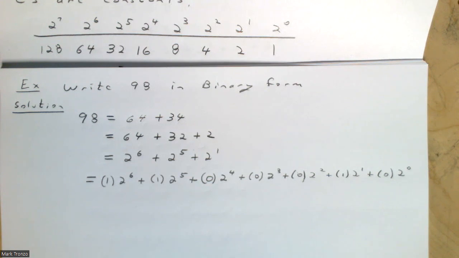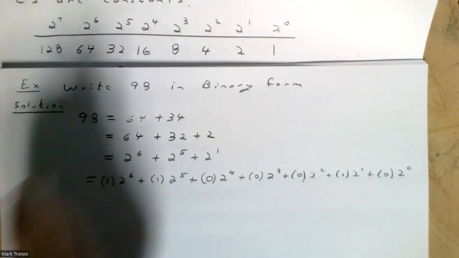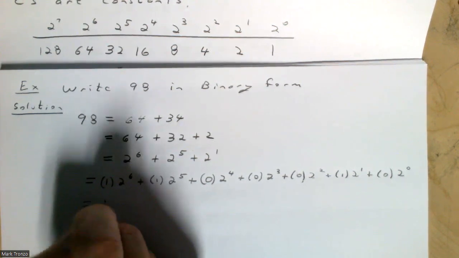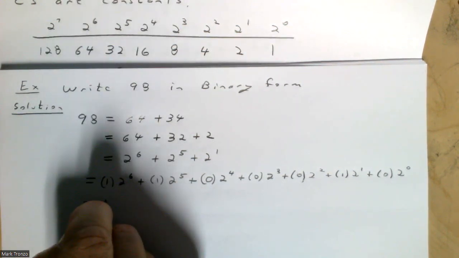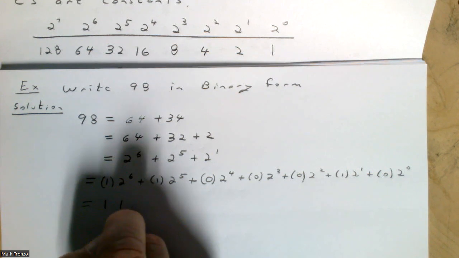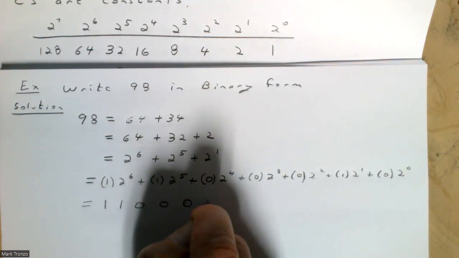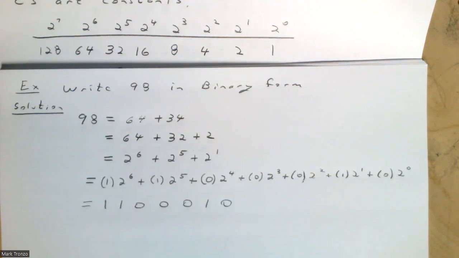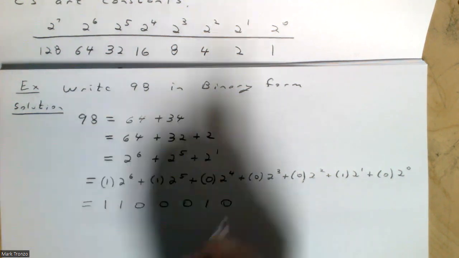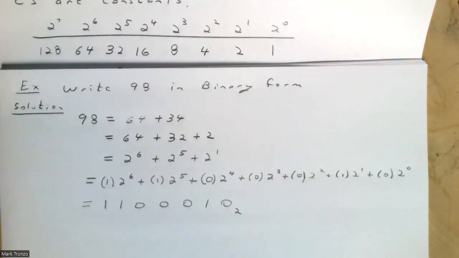And so this is going to be, write these values down, 1, 1, 0, 0, 0, 1, 0. And put a little 2 there to show that these are binary numbers.